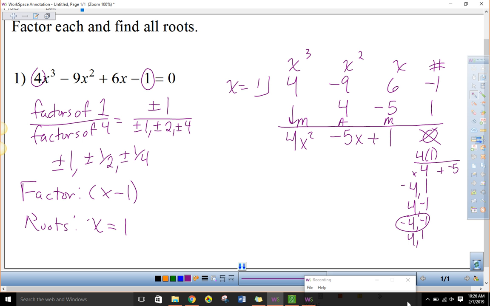What do I do with these numbers? Splitting up that middle term. Does it matter which one I put first? Not at all. It'll work either way. Which one do you want to put first? Okay, so I've got negative 4x minus 1x, and then I'm going to bring down my plus 1, and I'm going to bring down my 4x squared. What do I do now?